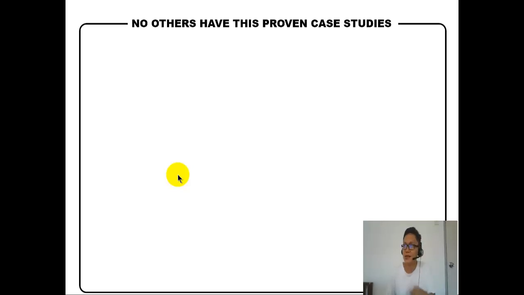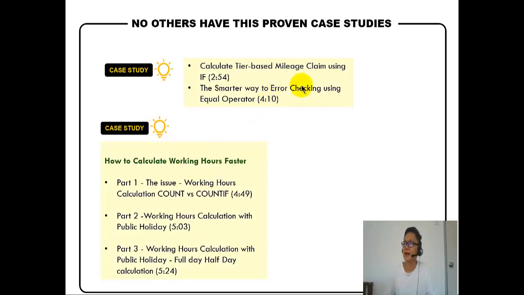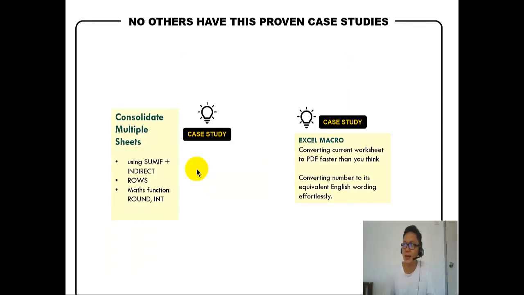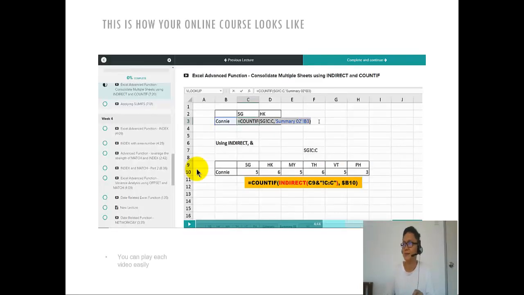No others have this proven case study like we do. Case study: how to calculate tiers, and how to calculate working hours faster. Using the combination, we will break it down into 3 parts. No others have this proven case study. Consolidate multiple sheets. Excel macro to convert your PDF faster than you think. Converting numbers to their equivalent English wording, the Malaysia ringgit way.